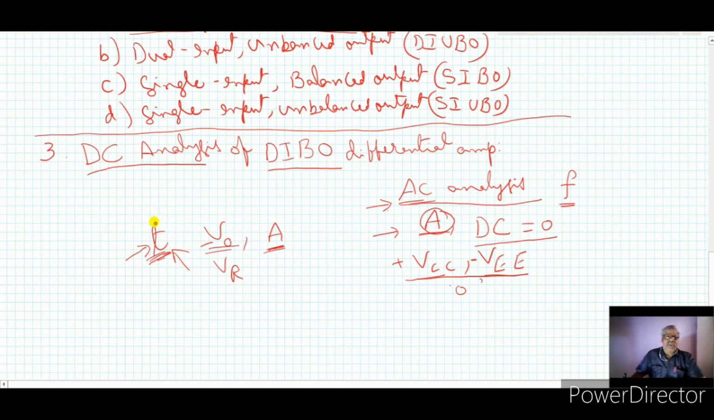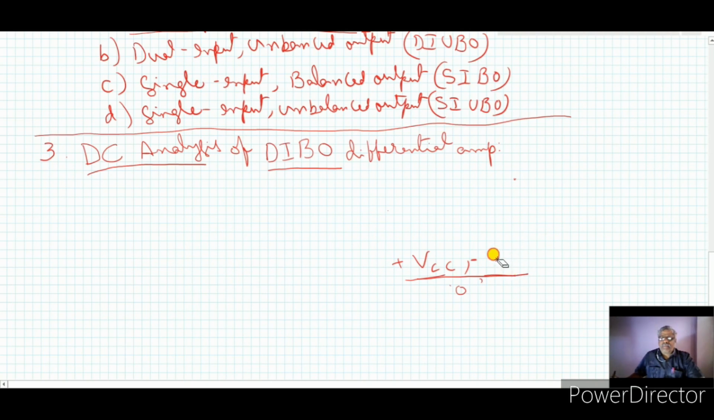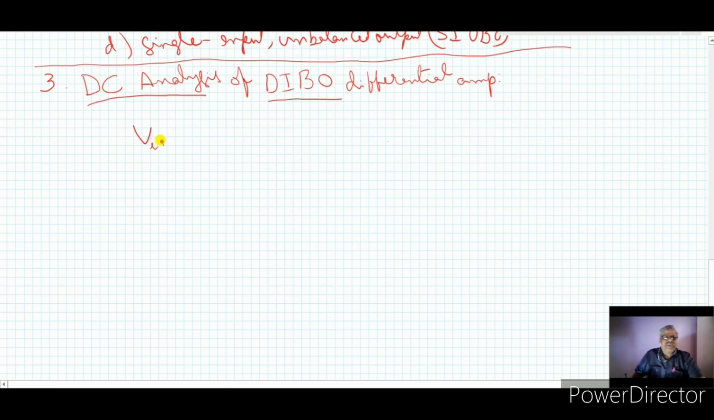So let us see the DC analysis part. VI1, the notation we used earlier, and another AC input is VI2. We are assuming here both inputs are AC, so these two we have to set equal to 0. Now I am redrawing the circuit, the dual input balanced output differential amplifier.